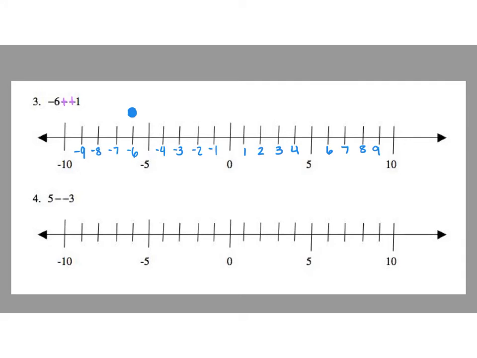So if we start at negative 6, then I see the positive plus sign, so that tells me to move in the positive direction on my number line. And then the second number tells me how many units to move. So I'm going to move to the right 1 unit, because my second number is 1. So when I do, I land at negative 5. So negative 6 plus positive 1 equals negative 5.